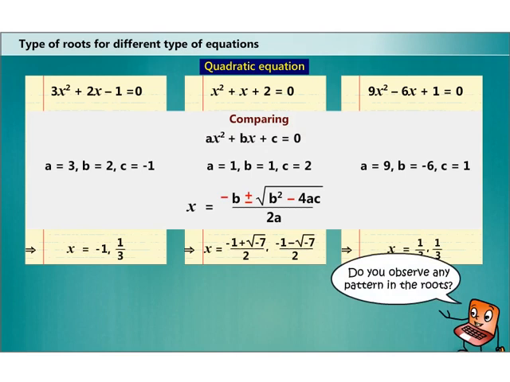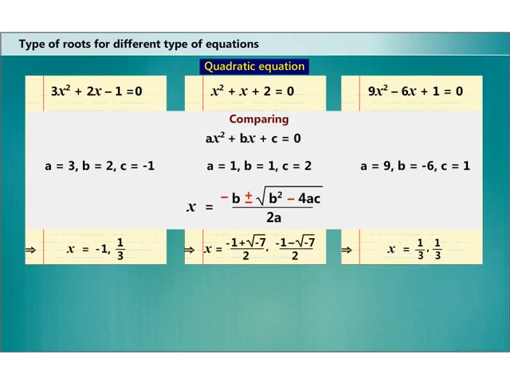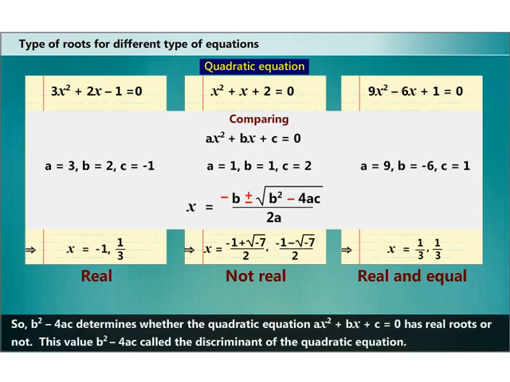Do you observe any pattern in the roots? The roots are real, not real, or real and equal, and the value under the square root holds the key to the type of roots. So, b square minus 4ac determines whether the quadratic equation ax square plus bx plus c is equal to 0 has real roots or not.